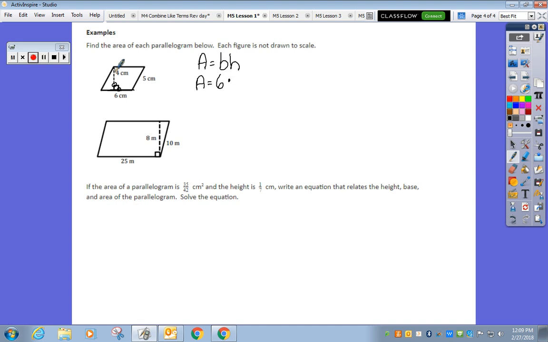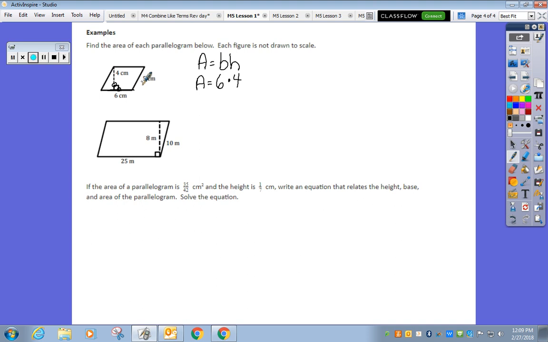The 4 is not actually part of the outside of this figure, but it is my height. A lot of times you're going to see the height as this invisible drawn line. So my height would be 4 here. Now, the 5 is the length of this side, but it is not the height because it's not coming out of the base at a right angle. So this is a number that we don't need here.